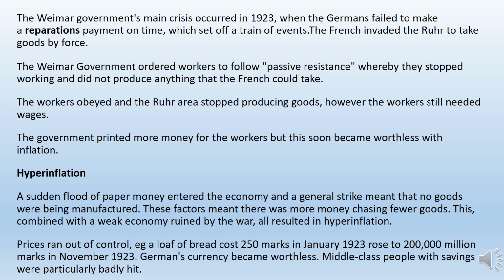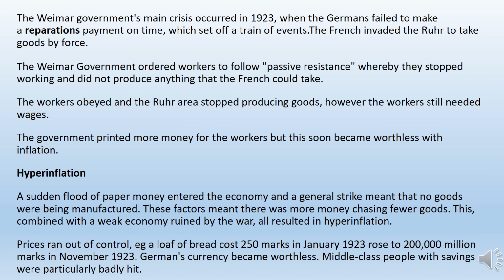The Weimar government's main crisis occurred in 1923, when the Germans failed to make a reparations payment on time, which set off a train of events. The French invaded the Ruhr to take goods by force. The Weimar government ordered workers to follow passive resistance, whereby they stopped working and did not produce anything that the French could take. The workers obeyed and the Ruhr area stopped producing goods. However, the workers still needed wages. The government printed more money for the workers, but this soon became worthless with inflation.